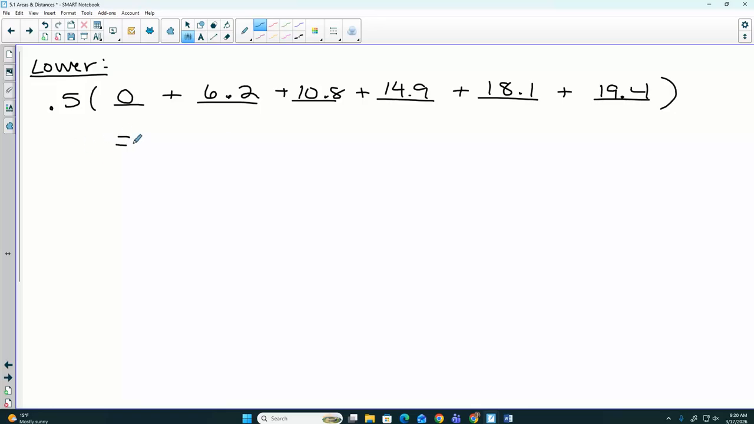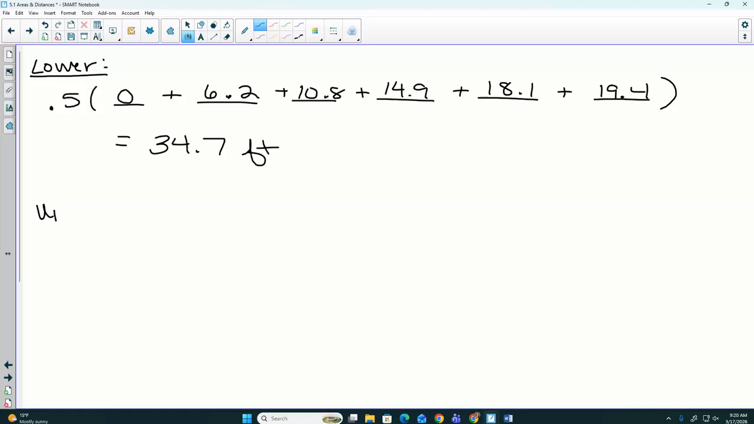All right, and so then if I add these up, we get our 34.7. Okay, we are trying to find the distance she traveled. We basically took her speed times the number of seconds, so that is distance. Rate times time is distance. So the lower estimate would be saying she traveled 34.7 feet.